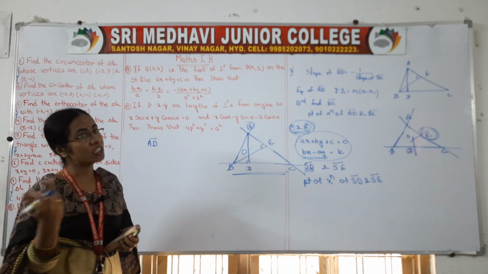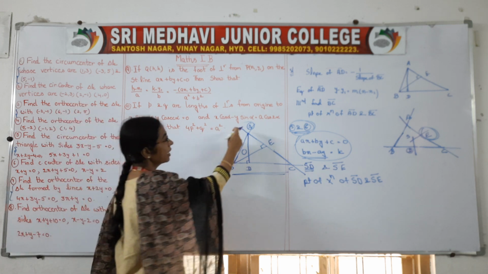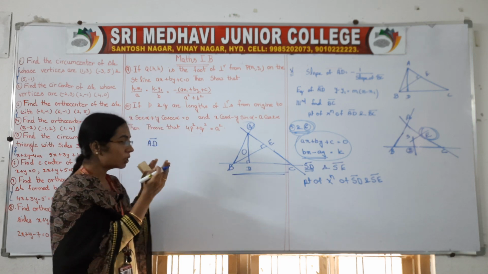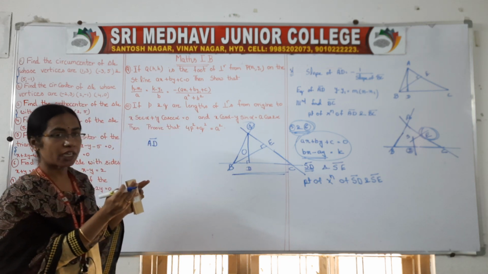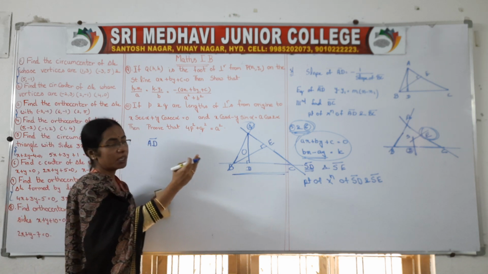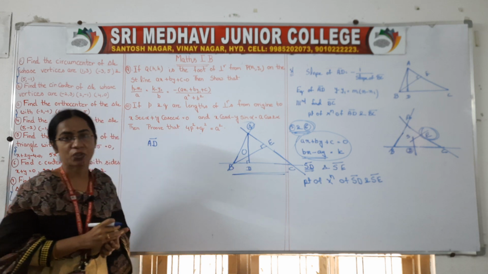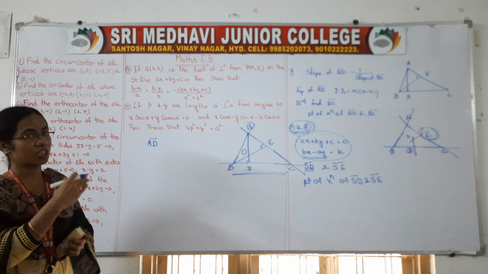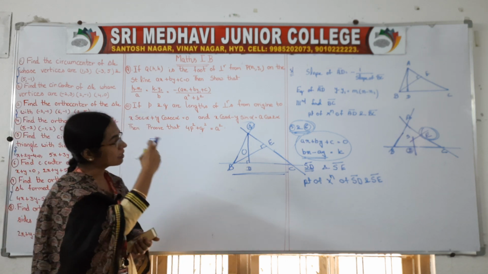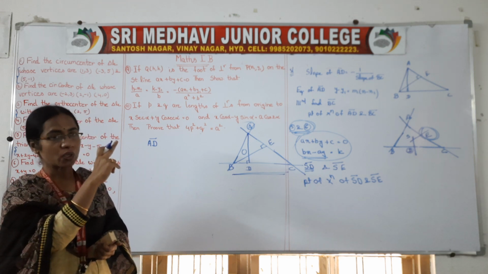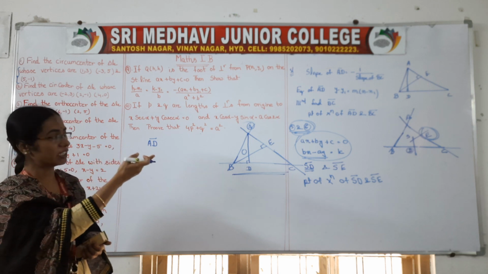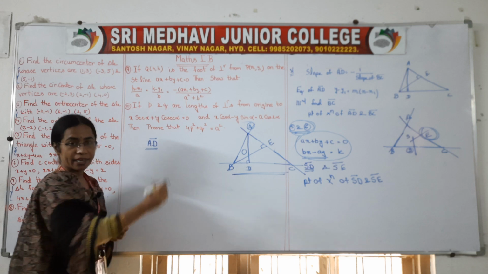So we need the AD equation. How will you find it? AD is perpendicular to the line BC. Just by applying the formula AX plus BY plus C is equal to 0 form, you take the X coefficient to Y, the Y coefficient to X, with a minus sign in the middle, equal to K. This line passes through the vertex A. Substitute, you will get the K value. Again substitute the K value in that equation, and that is your required AD.